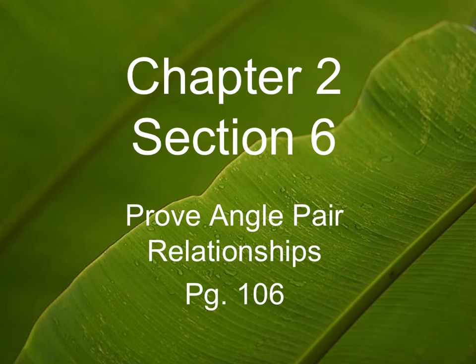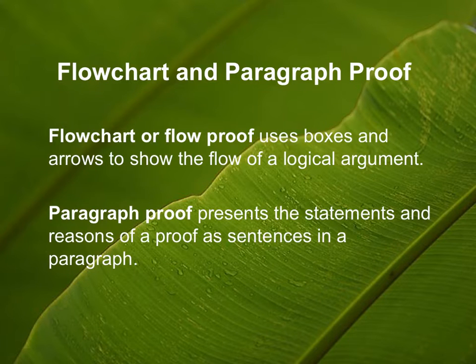Okay, so today we're going to cover section 6, and in section 6 we're going to prove angle pair relationships. So this will be the last section of chapter 2 that we cover. The first thing that I wanted to bring to your attention is that there are different types of proofs. I believe I mentioned it yesterday. There is a flowchart proof also and a paragraph proof.